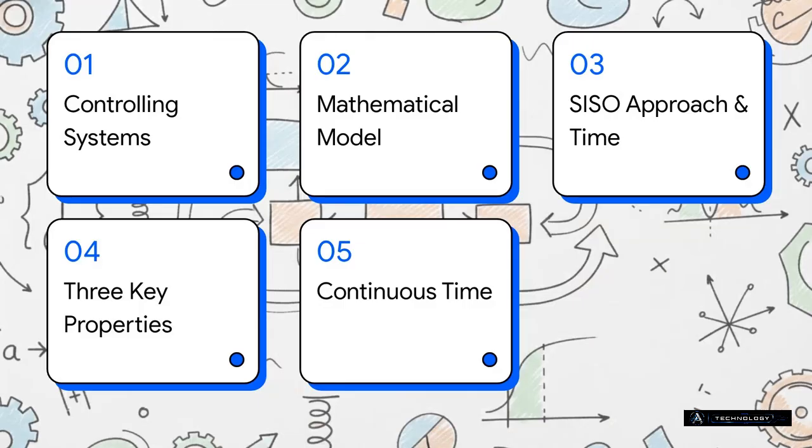All right, here's our game plan for today. We're going to hit 5 main stops. First, controlling dynamic systems. Second, creating the mathematical model. Third, the SISO approach in time. Fourth, 3 key properties. And finally, describing continuous time.